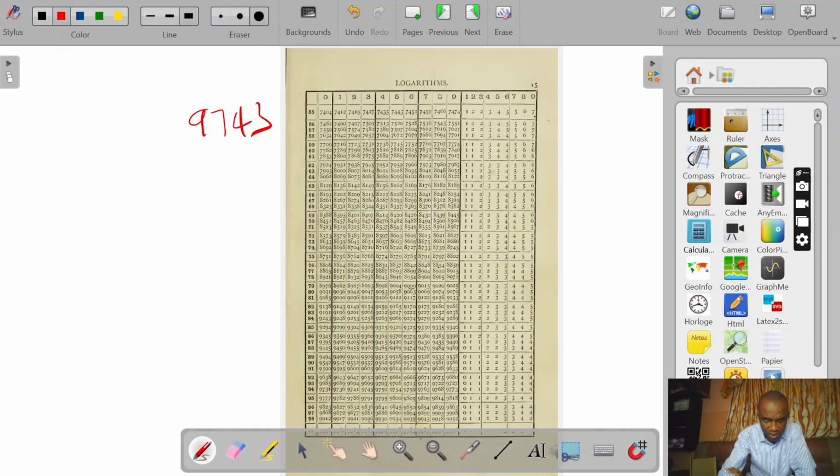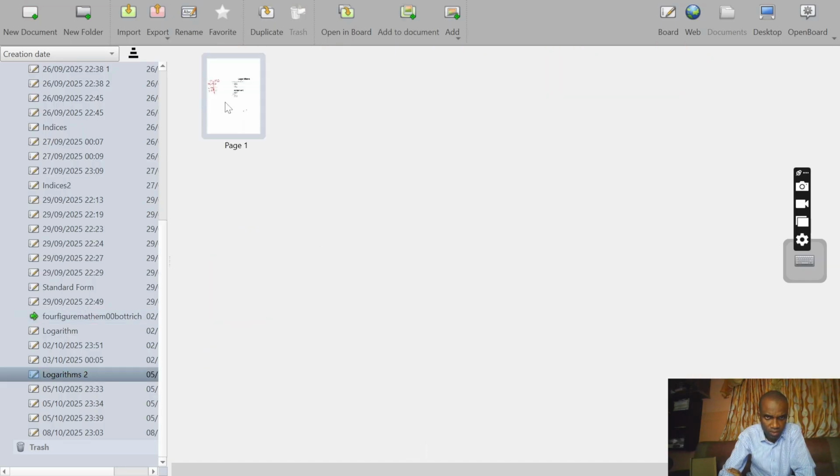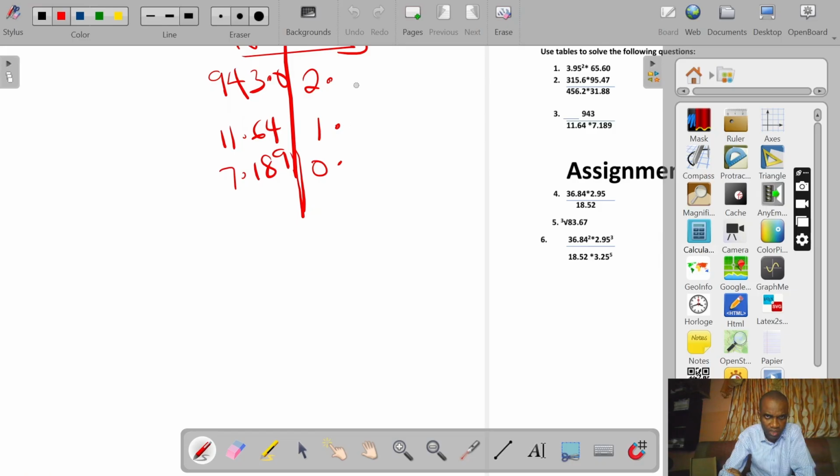9745. 94 under 3, difference 0. Difference 0 is 0. So 9745. Let me go write it. Let me go enter it. So that will give me 9745.